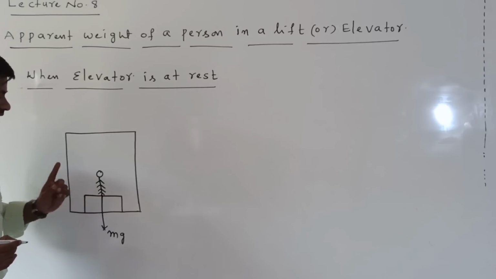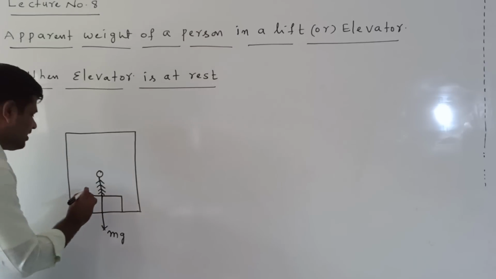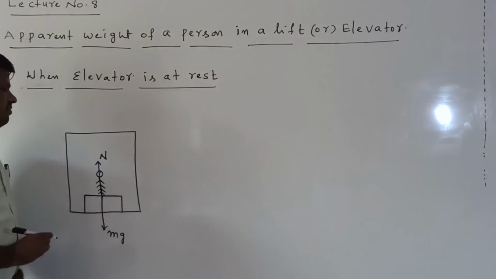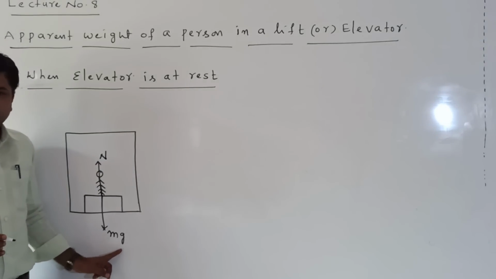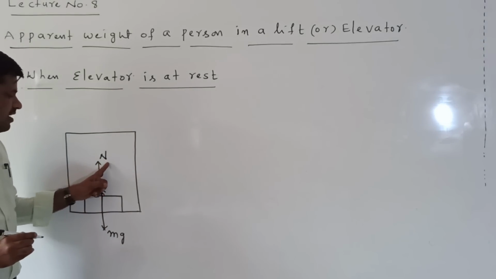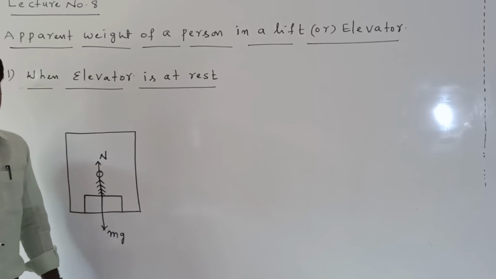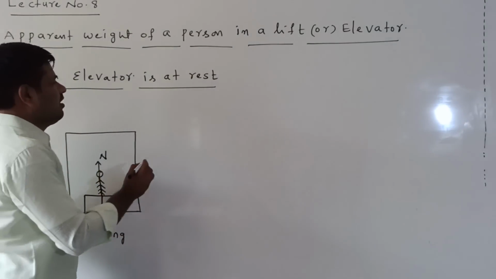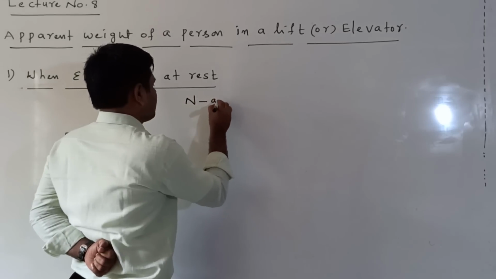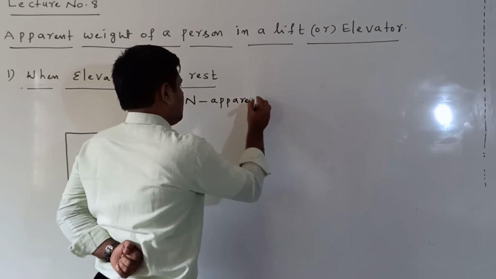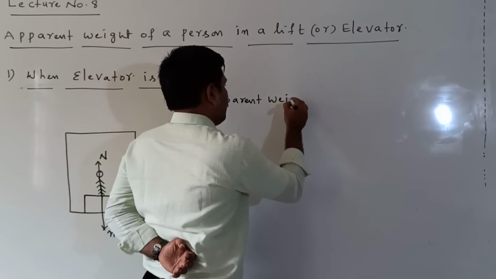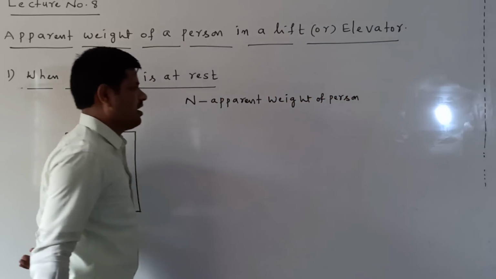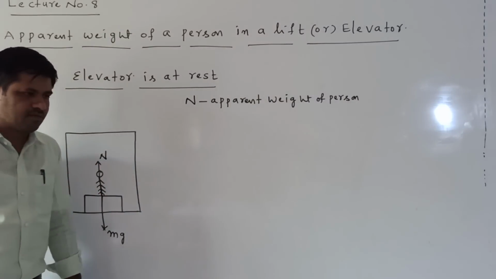Now due to the elevator, a normal reaction acts on the person. This normal reaction acts in the upward direction, and weight acts in the downward direction. This normal reaction acts due to the weighing machine, and it gives the apparent weight of the person. Listen clearly.